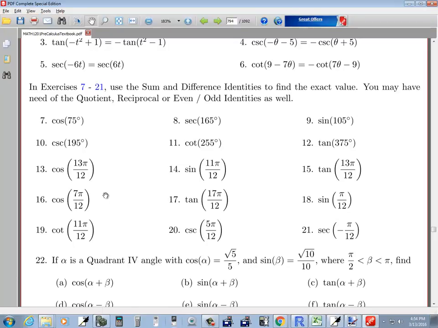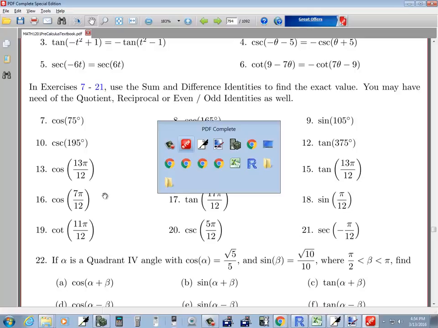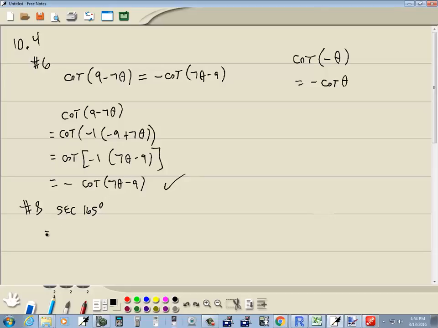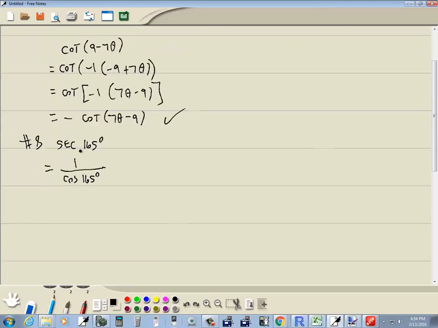Use the sum and difference identities to find the exact value. You may have need of the quotient, reciprocal, or even odd identities as well. Secant is 1 over cosine, so I'm going to rewrite that. So that's 1 over cosine of 165 degrees. Now I'm going to go to my unit circle.